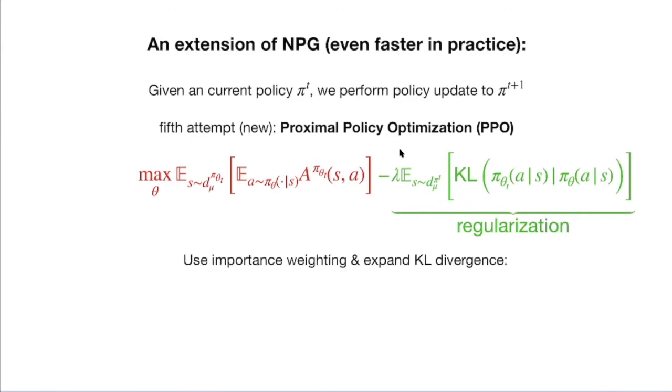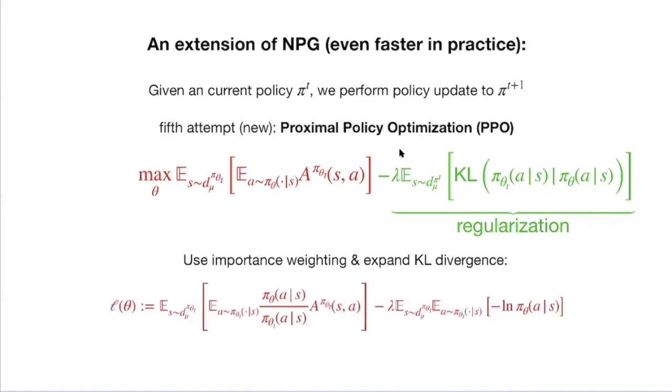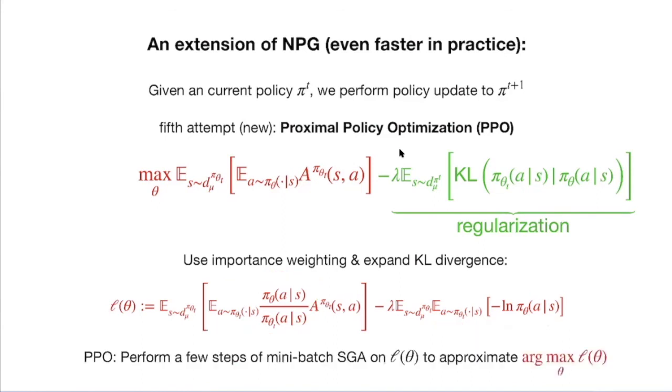Right, let's do another importance weighting and expand the KL divergence a little bit. So this is the objective function we're gonna get. This is the importance weighting. And here, I've already expanded the KL divergence for you. Now you get an objective function that only depends on the parameter theta. Let's just do a few steps of mini-batch stochastic gradient descent directly on this function L theta, to approximate the argmax theta of L theta.